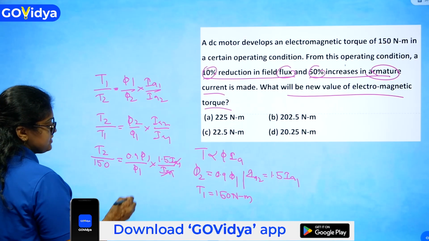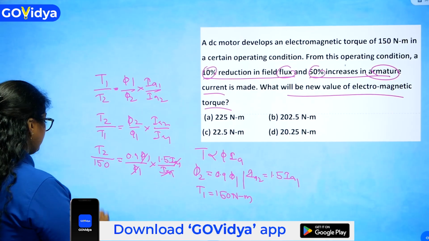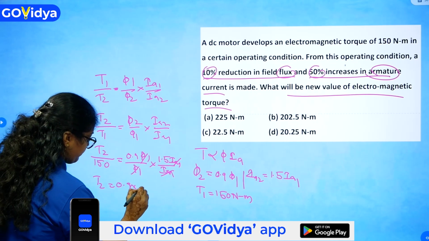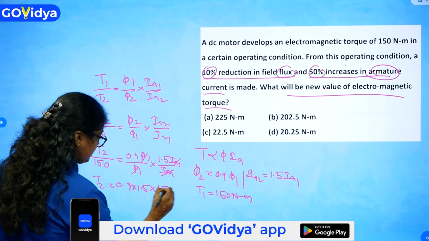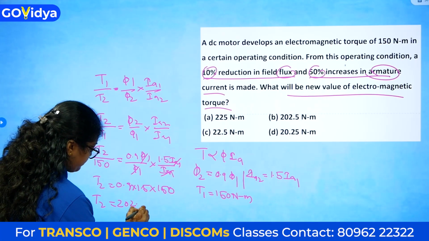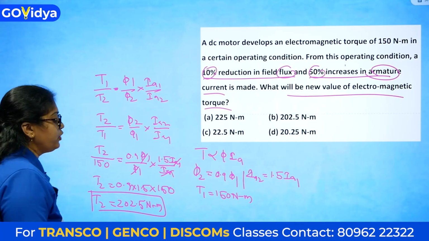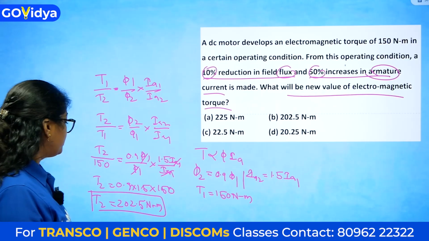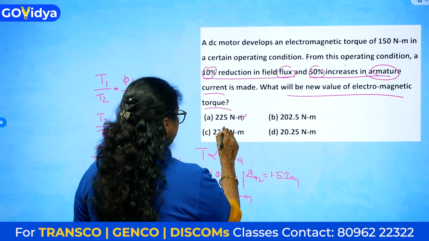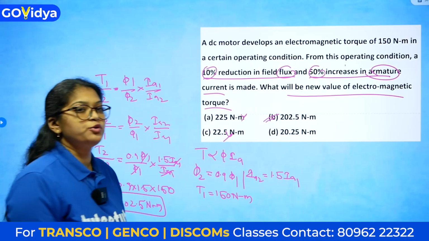Ia1 gets cancelled, and phi 1 and phi 1 also get cancelled. Now T2 is equal to 0.9 into 1.5 into 150. In total you will get around 202.5 Newton meter. So the new electromagnetic torque is 202.5 Newton meter, which is option B.